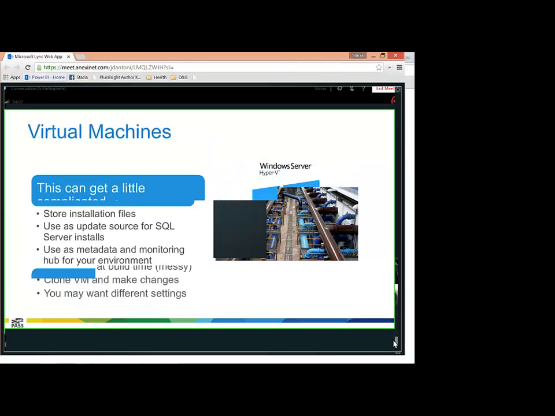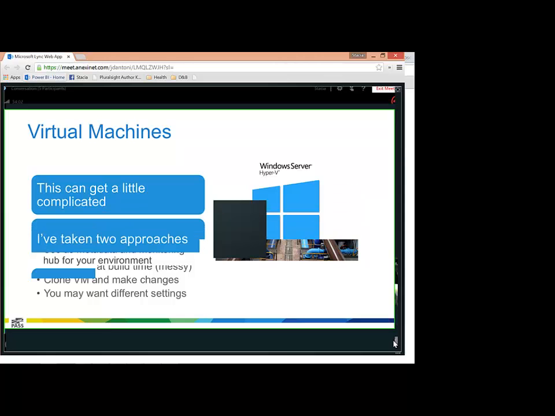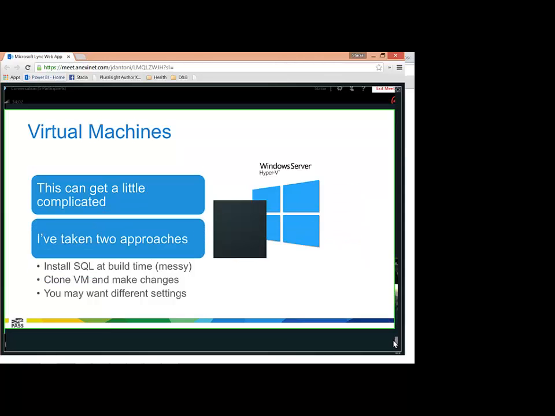So with virtual machines, you can really take advantage of a lot of this stuff, and it can get a little complicated, and I've taken two approaches. There's one that I did that was good, there was one I did that was really bad. When we started with this, I had my concerns about cloning SQL servers and how SQL Server would handle the rename. In the time since I started this, I've learned a lot about that process. Basically, renaming SQL Server is not a big deal.